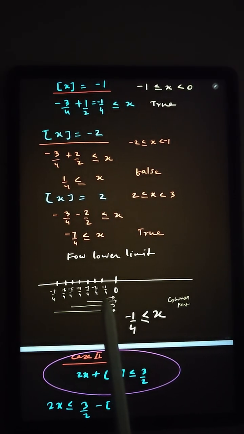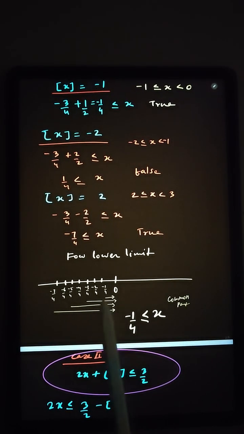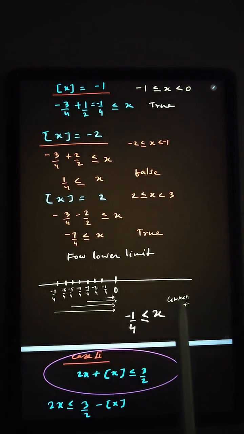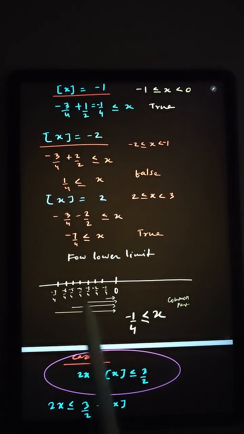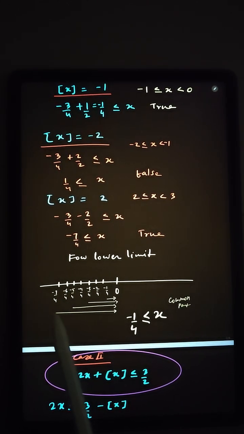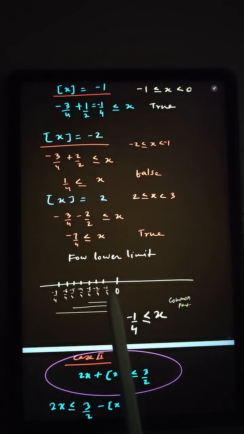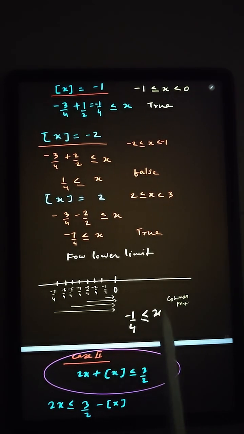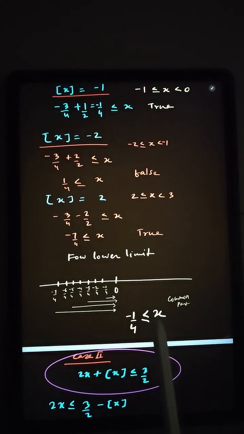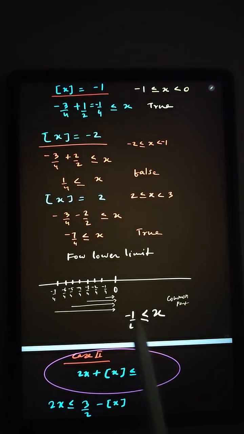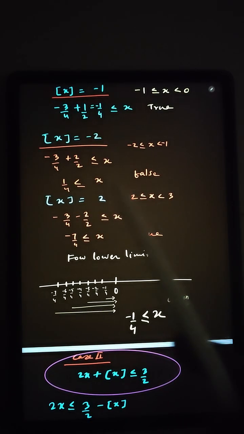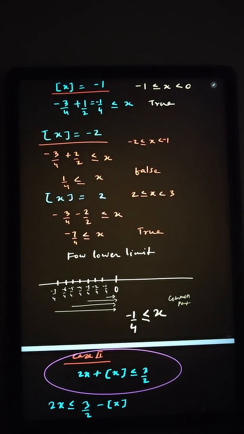So in this way we have got an idea roughly that our x will be like this. First case, minus 1 by 4 greater; second case, minus 3 by 4 greater; third case, minus 5 by 4 greater; and fourth case, minus 7 by 4 greater. So common is minus 1 by 4 greater than or equal to x. Okay, this will be the lower limit, and in between the remaining cases are false, so we will not take them.